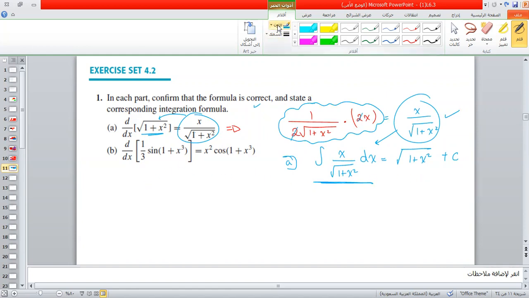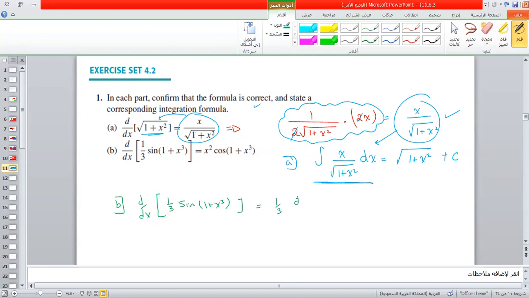In letter B, the derivative of 1/3 sine of 1 plus x cubed equals x squared cosine of 1 plus x cubed. I will check here, guys. Is it correct first or not? To confirm the formula, is it correct or not? What's the derivative of 1/3 sine of 1 plus x cubed? We will find first the derivative of 1/3, and then sine of 1 plus x cubed.